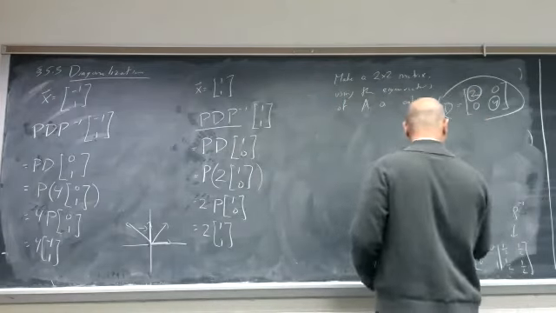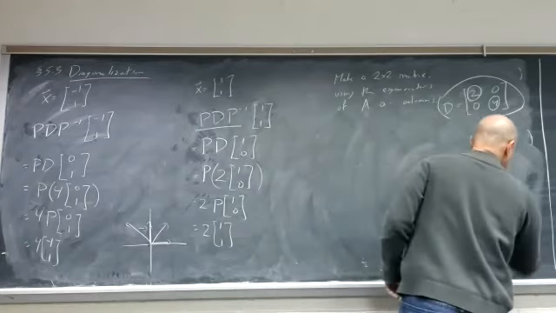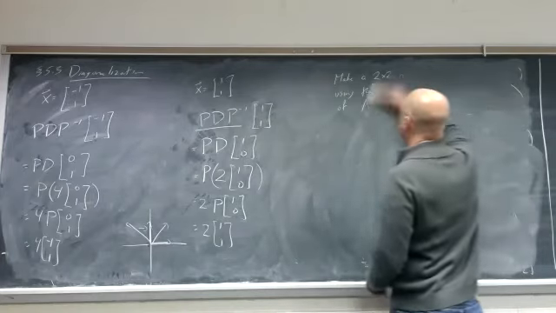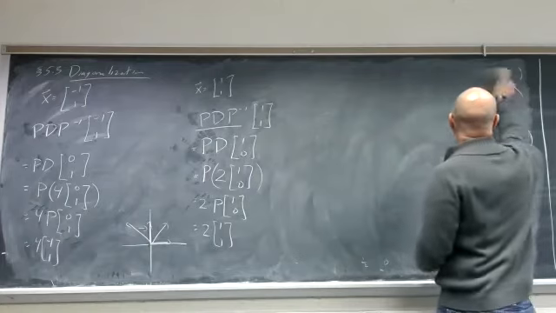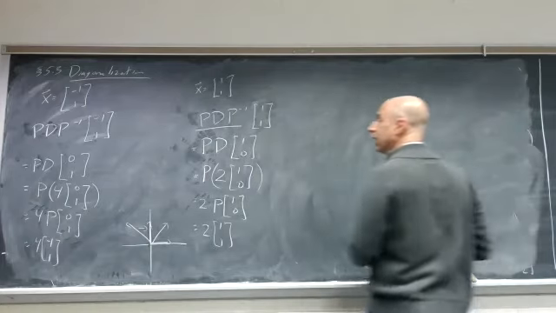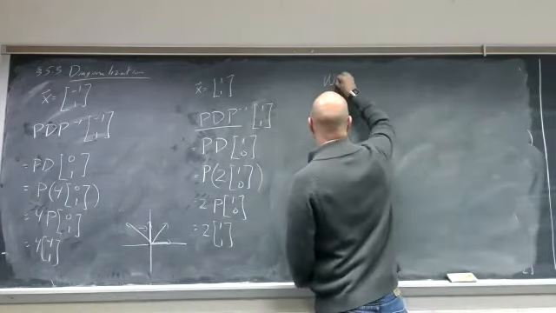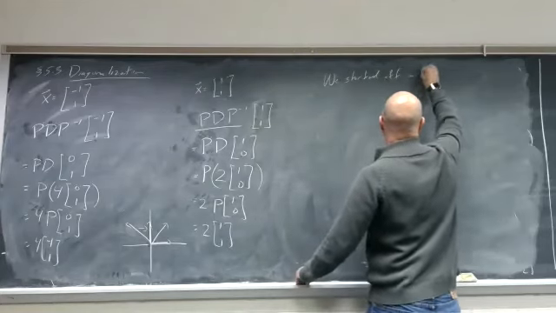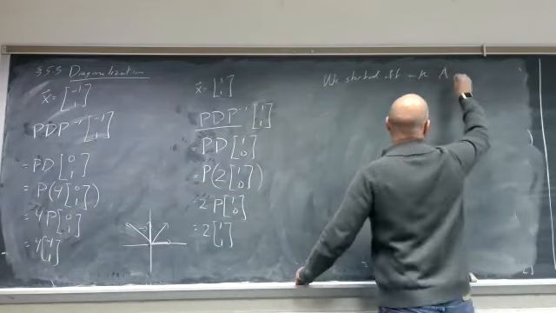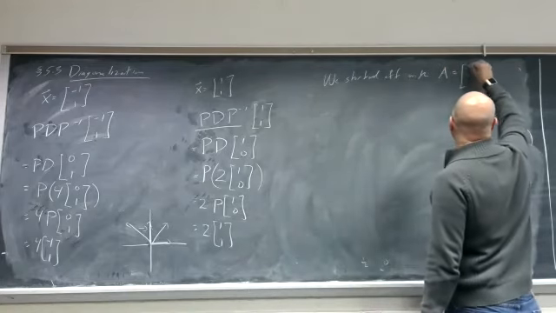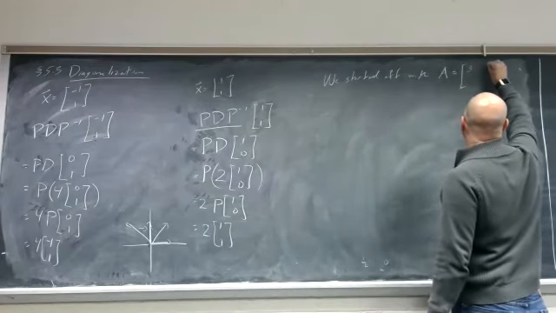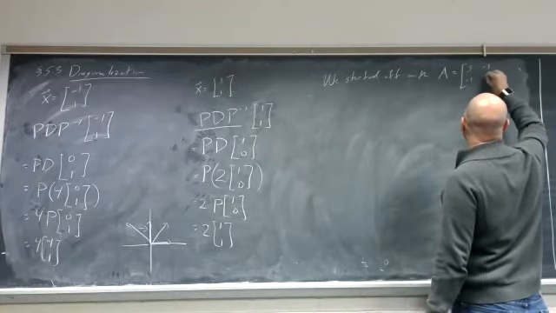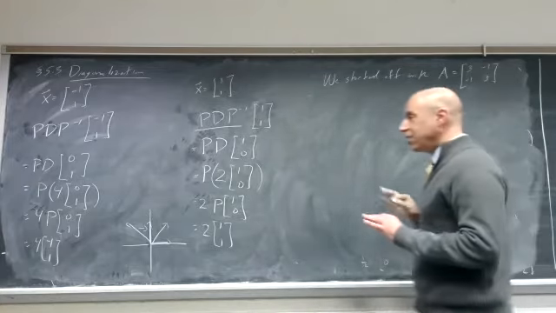So let me just recopy what we had over here. So we started off with A. A was 3, negative 1, negative 1, 3. We constructed two matrices.